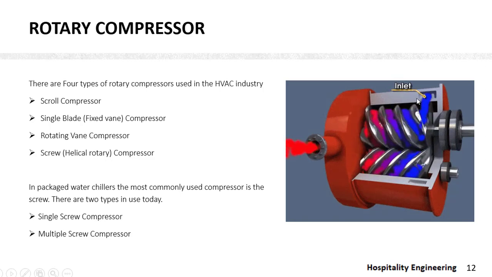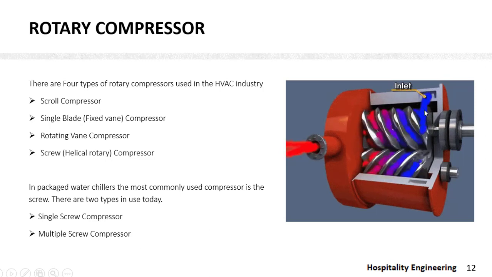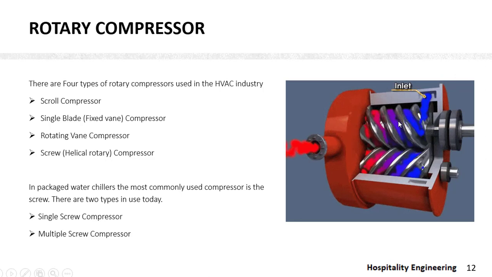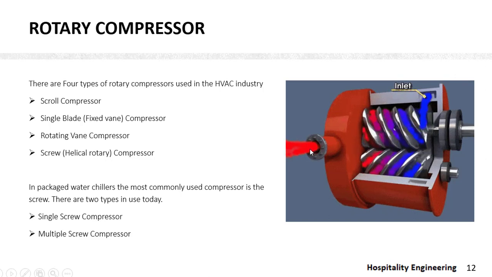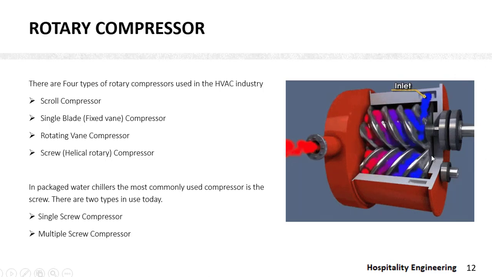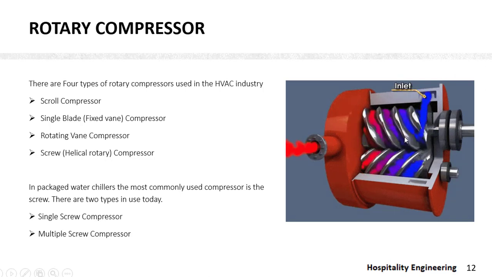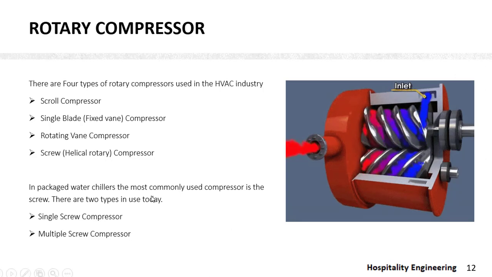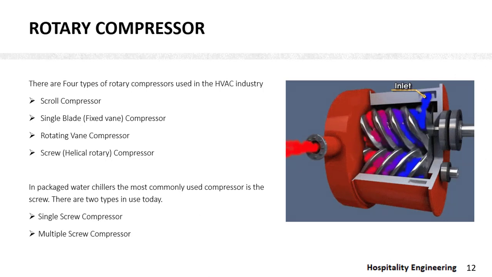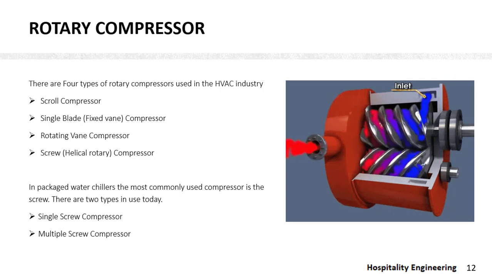Now you can see in this picture there is an inlet where the gas enters, which is shown in blue color. Then after compression, the high pressure, high temperature gas goes out in red color. The helical, both male and female gear, is rotating inside. In packaged water chiller, the most commonly used compressor is the screw. There are two types used today. One is single screw compressor, another one is multiple screw compressor.